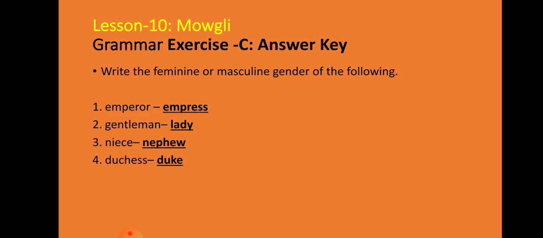The first one is emperor, which is a masculine gender. We have to write the opposite of that, that is feminine gender, empress. Then number 2, gentleman, is the masculine gender, so feminine is lady. Number 3, niece is the feminine gender, and what is the opposite? Masculine gender is nephew. Number 4, Duchess, it is the feminine gender, and what's the masculine? Duke.